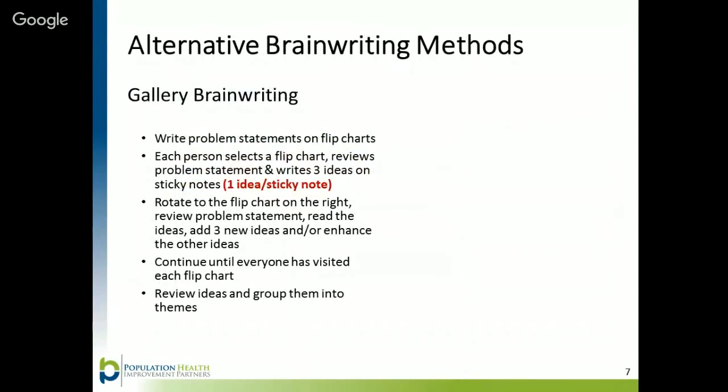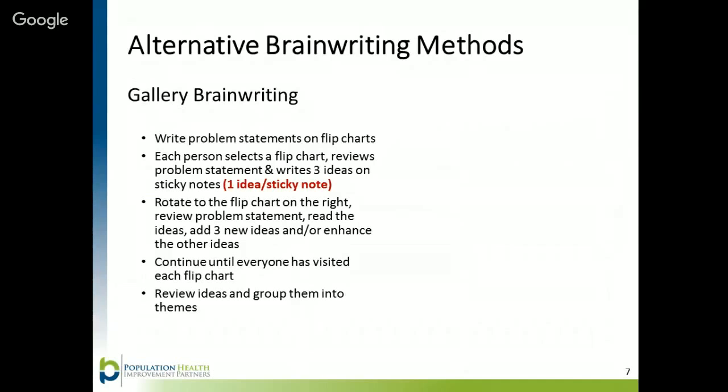An alternative brainwriting method is gallery brainwriting. This method makes it easier to sort through the ideas at the end of the session as the ideas are already on a sticky note. Gallery brainwriting gets people up and moving around and lets you view things quickly, as it involves using multiple flip charts in a room and each person rotating around the room to each flip chart.